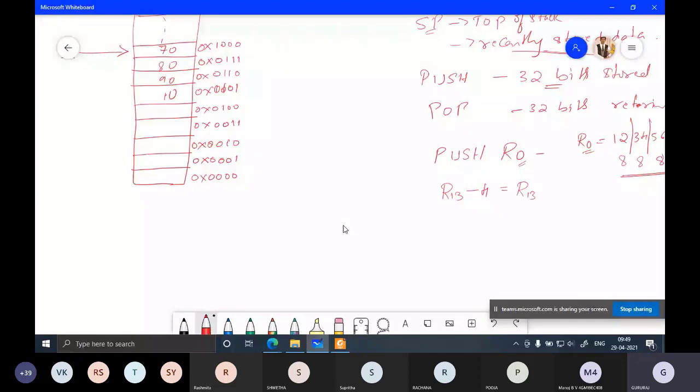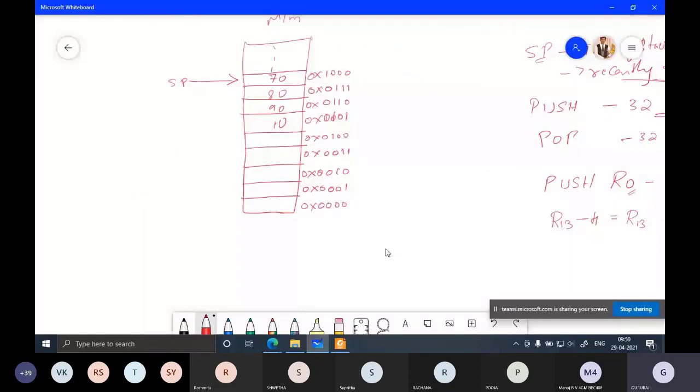So then what will happen? Let's see. This is the stack pointer, which is R13. If you decrement it by 4, what will happen? Decrementing by 4 means minus 1 will point here, minus 2 will point here, minus 3 will point to this location, and minus 4 means the new SP will point here.